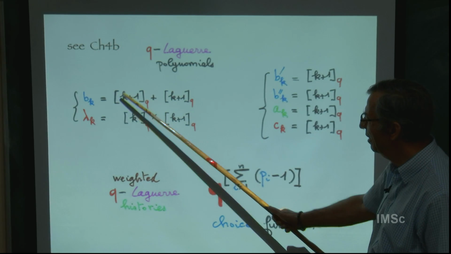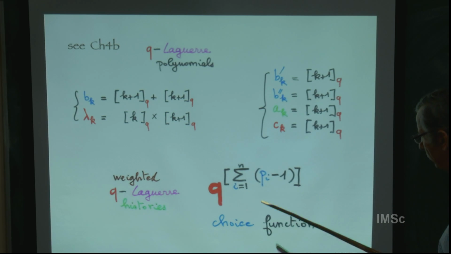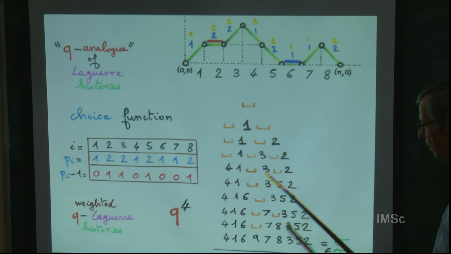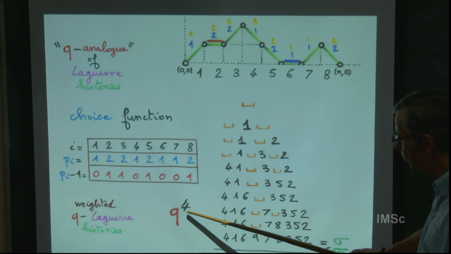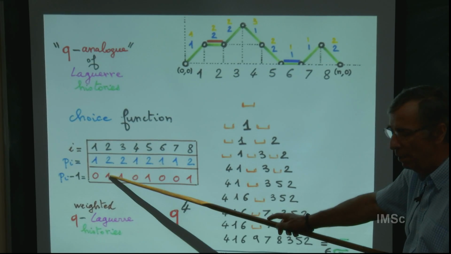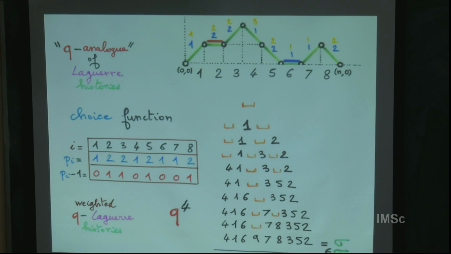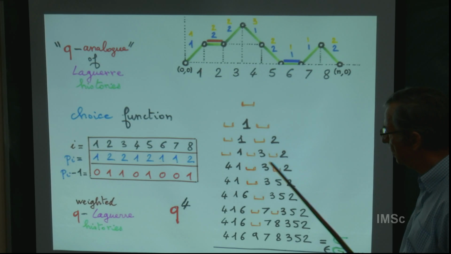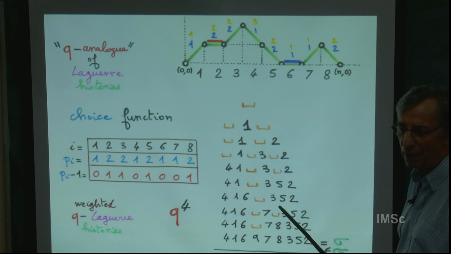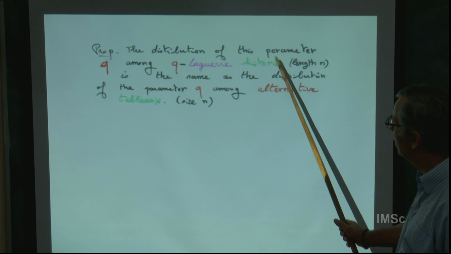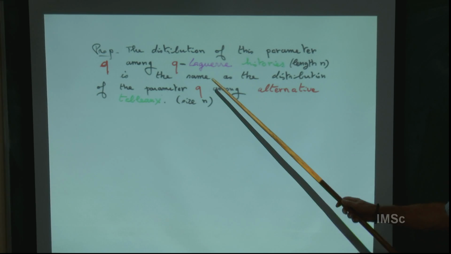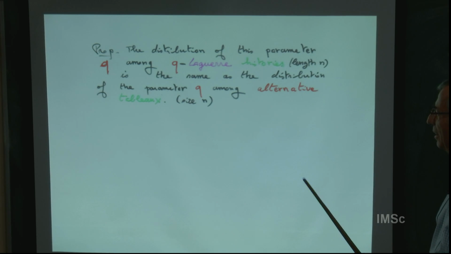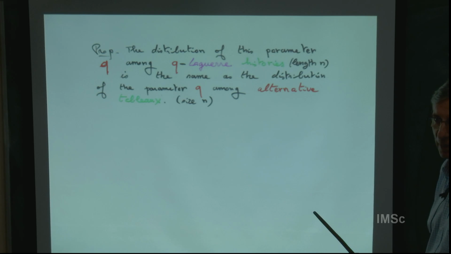First, number 1, this was the Q-Laguerre history, the choice function. So you remember the Q-Laguerre history: I have my permutation in bijection with the Laguerre history, and I put Q power, the sum of all possible choices in all the history. So this was what I call the Q-analog of Laguerre history. So it's very natural to put Q power i each time you are choosing choice number i. And then the beautiful fact is that the distribution of this parameter Q among Q-Laguerre histories is the same as the distribution of the parameter Q among alternative tableaux.